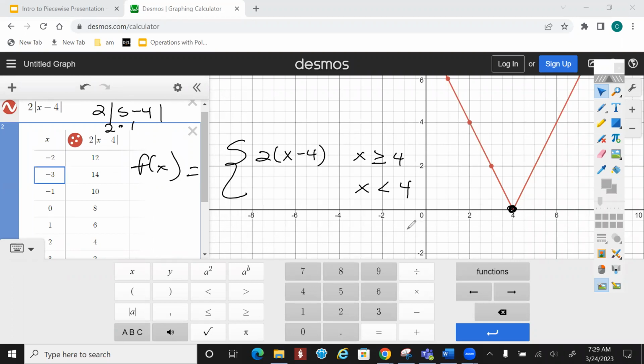If we have a number that's less than 4, let's say we plug in 3. If we plug 3 into this equation, we would get 3 minus 4, which is -1. And if we take the absolute value of -1, that would give us +1. So we would get 2. The way we would write this out is 2 absolute value of x minus 4, because we would have to use the absolute value bars on this one.